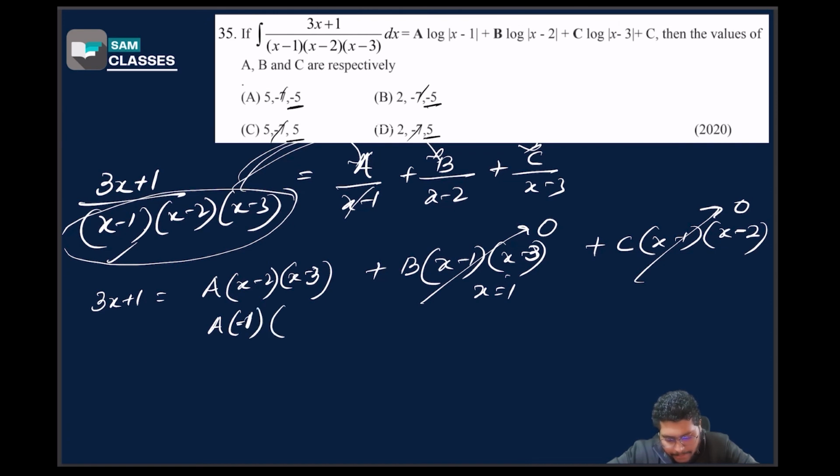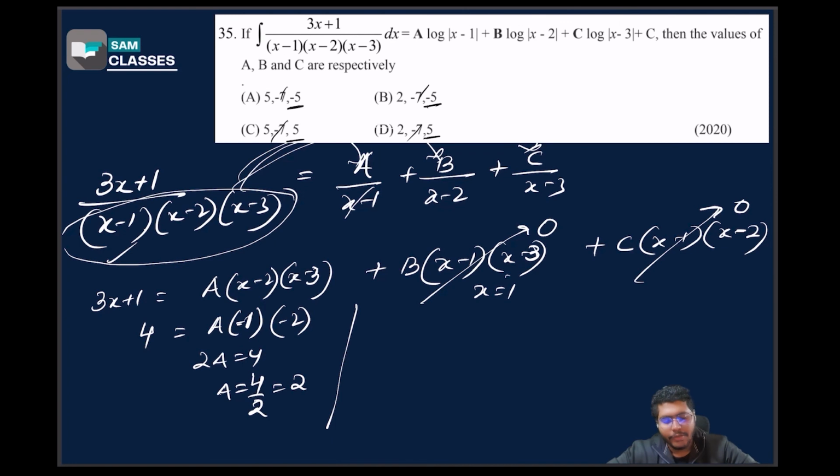And 1 minus 3, so that is minus 2. And this side equal to, we got 3 into 1 plus 1, 4. So 2a is equal to 4, so a is equal to half, sorry, 4 by 2, sorry, my mistake, 2. So we got that a is equal to 2, which means either it is option B or option D.